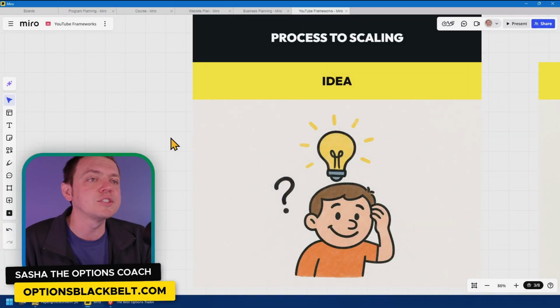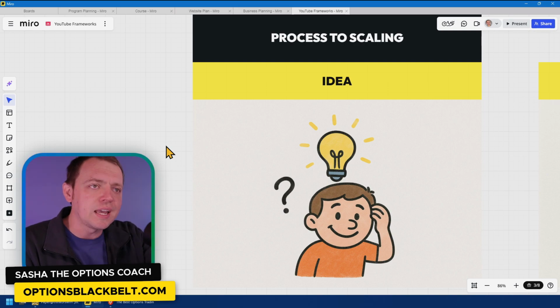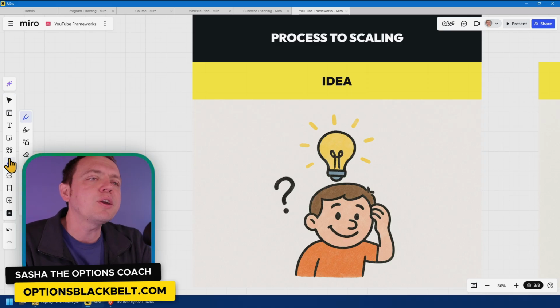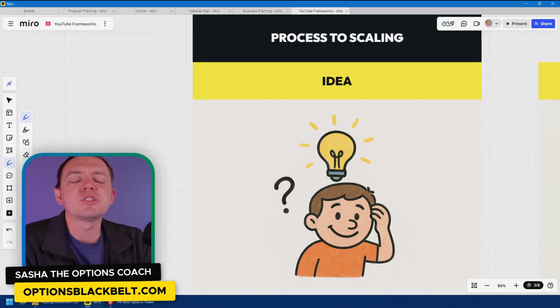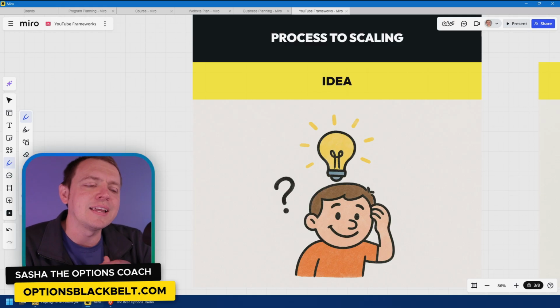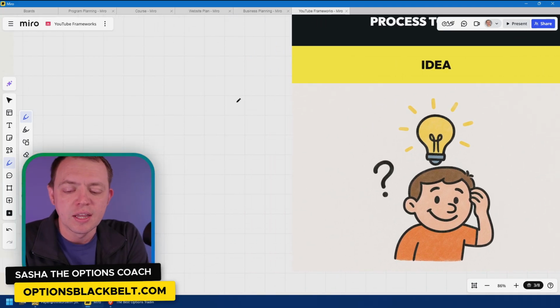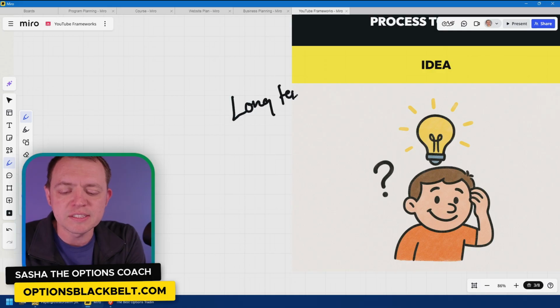All right, so let's kick things off first. In terms of process to scaling, how do we go in and start scaling our trades, our money, our investments? How do we do that? Well, the first thing is you start with an idea. Now, before you even get to that idea, you have to have a concept of a trade strategy, whether this is kind of like a long-term investment strategy.